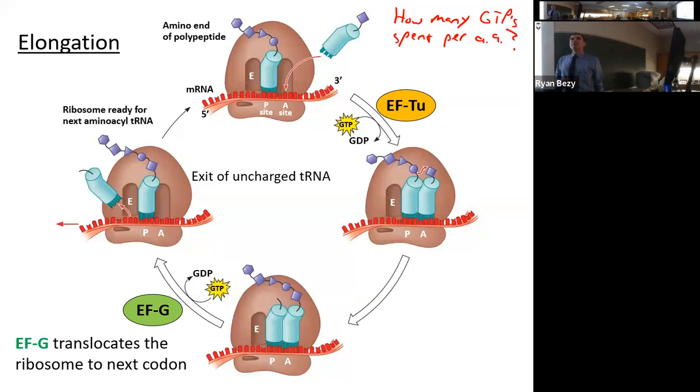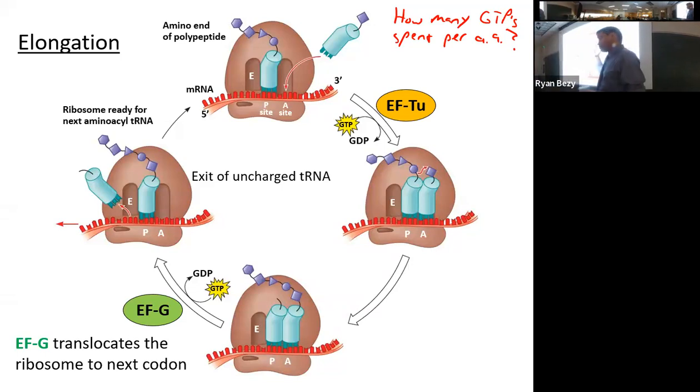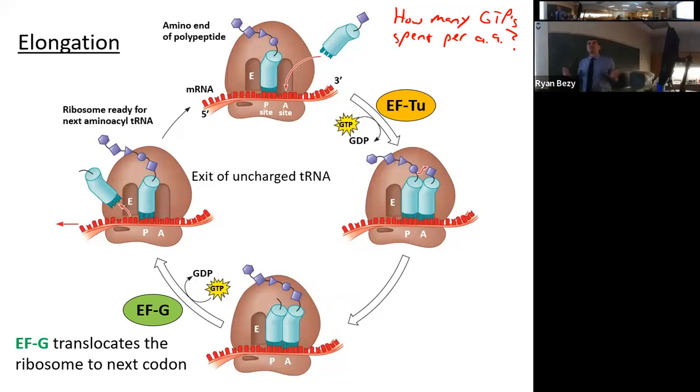How many GTPs are you spending per amino acid you're joining together? 2. One right here, and one right there. So for every amino acid you're joining together, you're spending 2 GTP molecules, or in essence, 2 ATP equivalents. That means building proteins is pretty expensive. Questions about that?